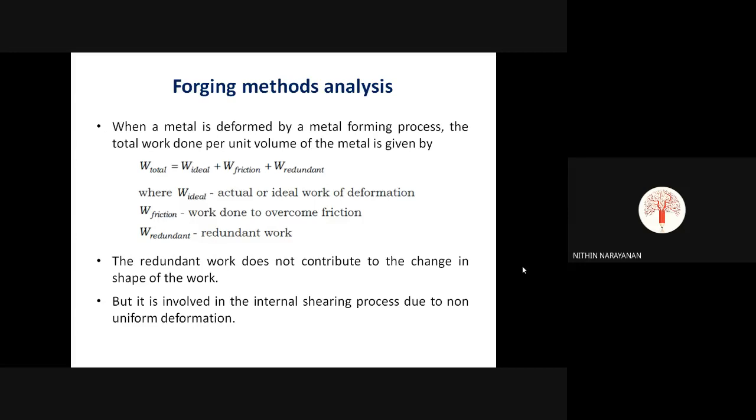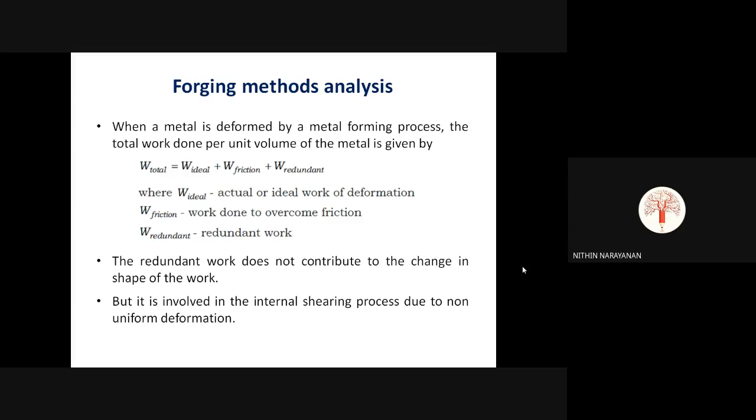Whenever a metal is deformed by a metal forming process, the total work done per unit volume of the metal is given by the ideal work plus the work we give to overcome friction and the redundant work. So whatever total work we apply for a forging process will include these three types of work. That is the energy we are giving. The total work is equal to the ideal work plus the friction work plus the redundant work.